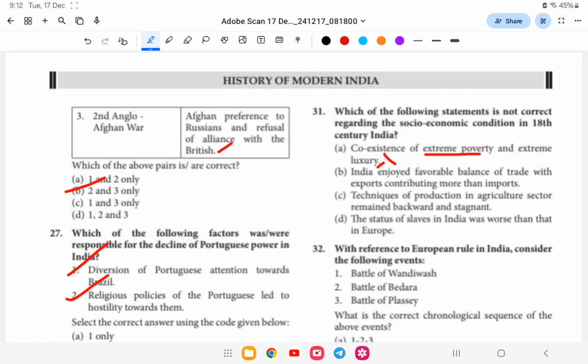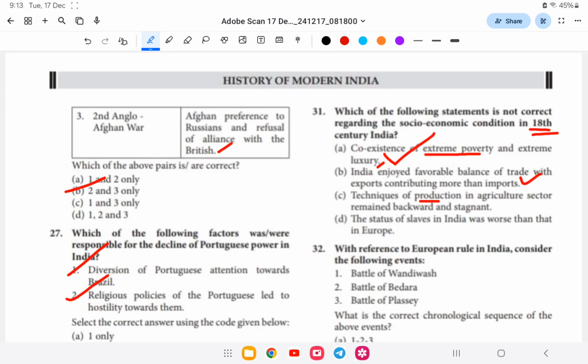So this is correct. Next, India enjoyed a favorable balance of trade with exports contributing more than imports. So in the 18th century, the 1700s, before the advent of the British, this is correct, that is, India exported more than it imported, and they lived in extreme luxury. So option number B is also correct.